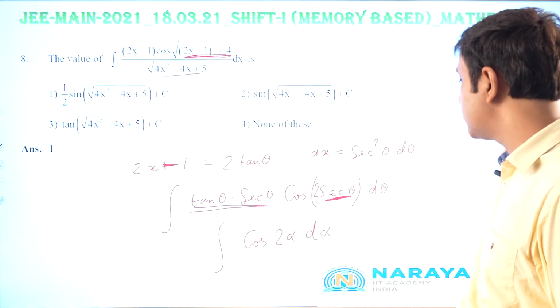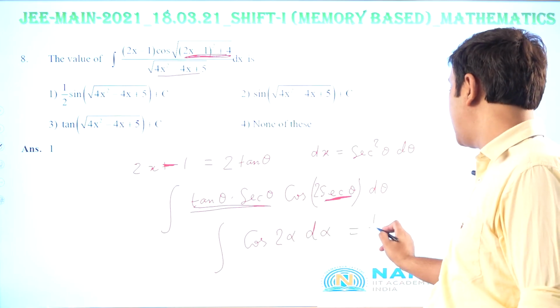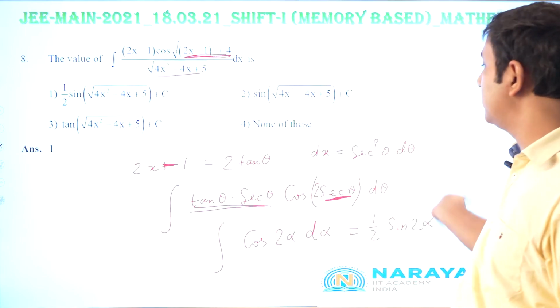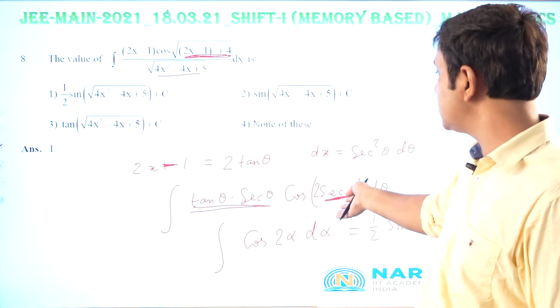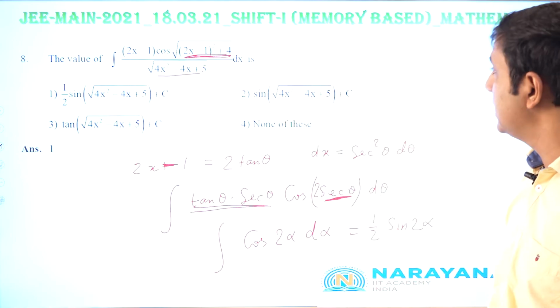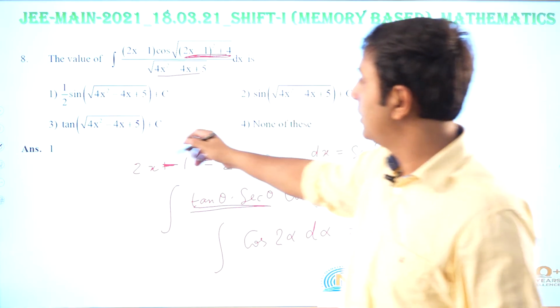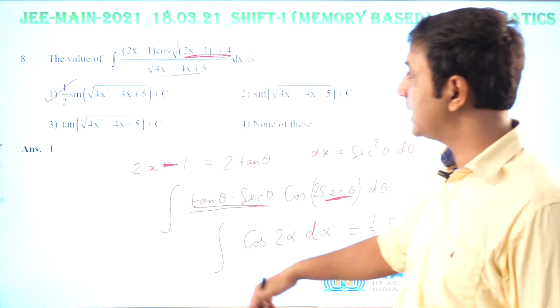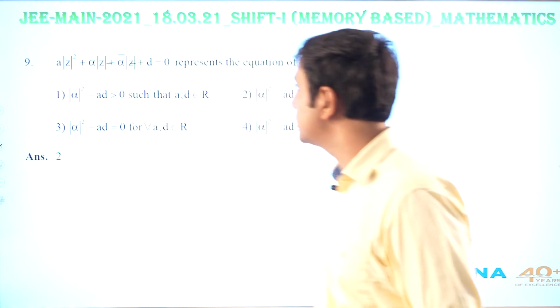What is the integration of cos of 2 alpha? It is simply half of sine of 2 alpha. Alpha will be put back, and again in theta, theta will be put back in terms of x. We can very easily see option 1 is matching the description. We'll mark that. We'll move on to the next question.